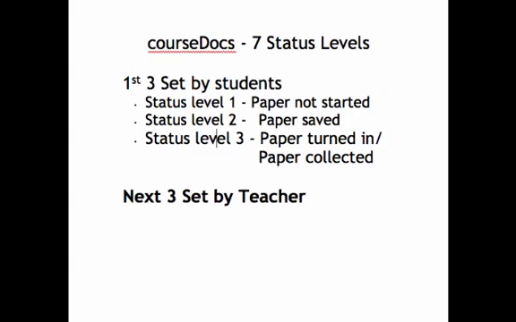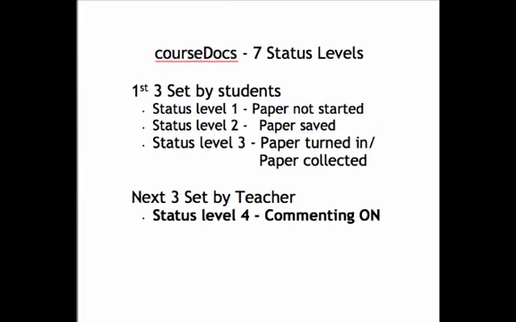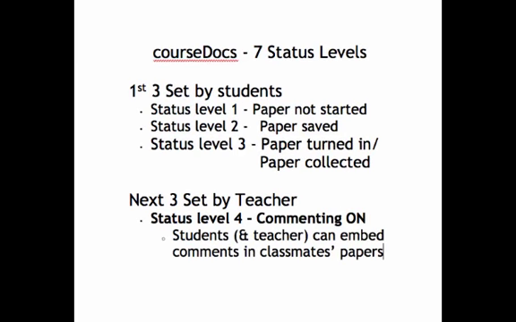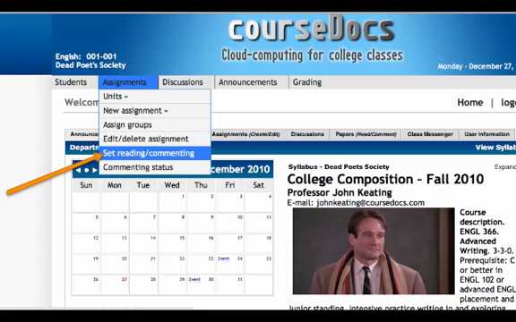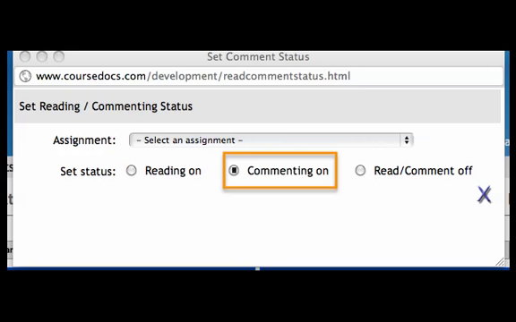The next 3 status levels are set by the teacher. Status level 4 is turning commenting on. Students and teachers can embed comments in classmates' papers. Teachers use the Set Reading Comment tab under the assignment menu to set reading and commenting.